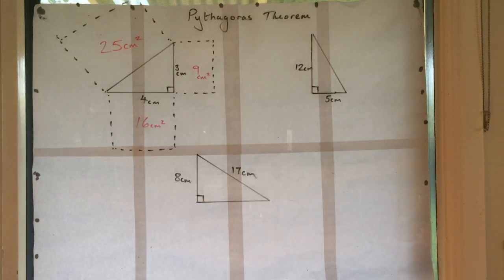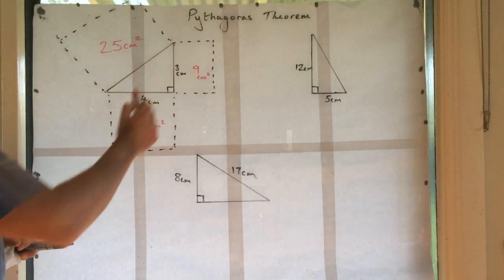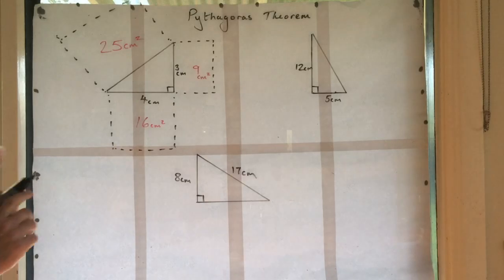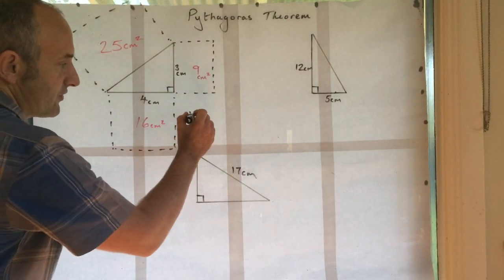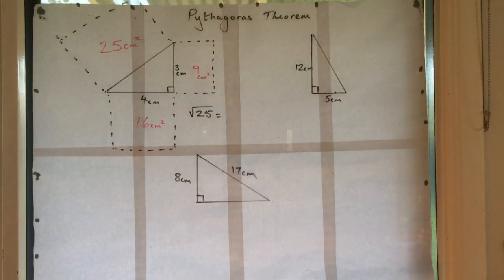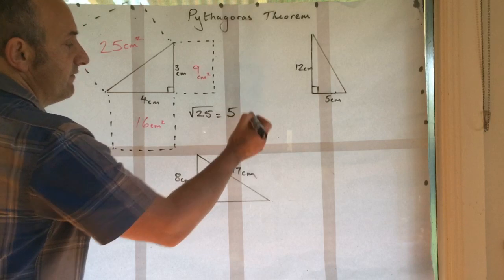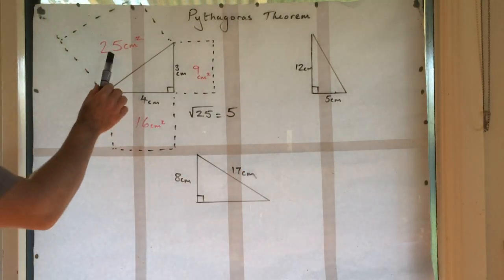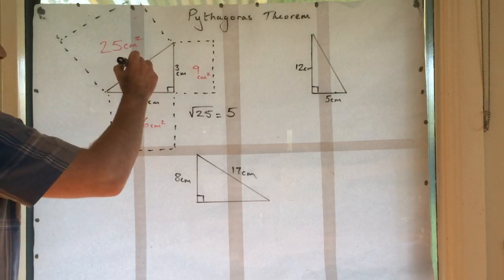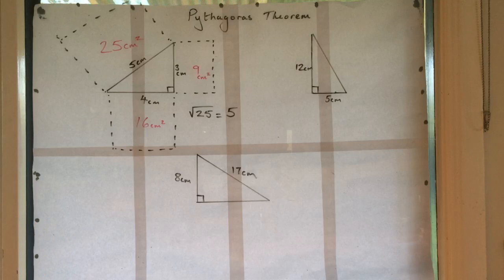So now I think, oh, if only I knew what multiplied by itself is 25. Oh, well, I don't know. So what I'm going to do is I'm going to use my square root. So if I do the square root of 25 on my calculator, it's going to give me the answer 5. So now I know that if the area of this square here is 25 centimetres squared, then this length here must be 5 centimetres. Okay, so I've managed to work out my third side.